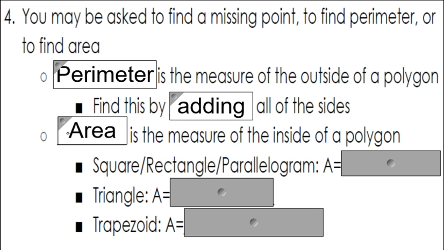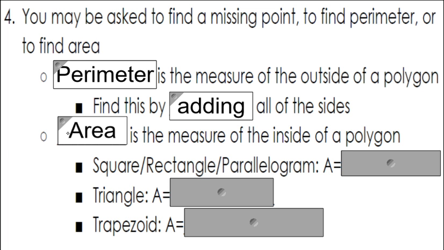Area, then, is the measure of the inside of a polygon. Perimeter goes around the outside. It's kind of like if you put a fence or a wall around something. Area is filling it in. Squares, rectangles, and parallelograms. Who remembers how to find the area of those?